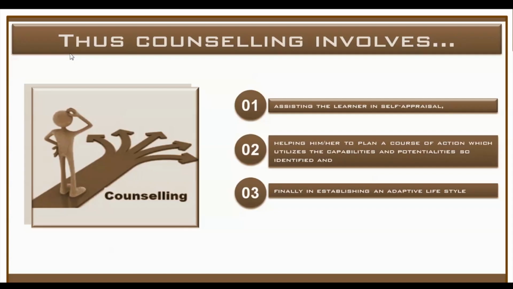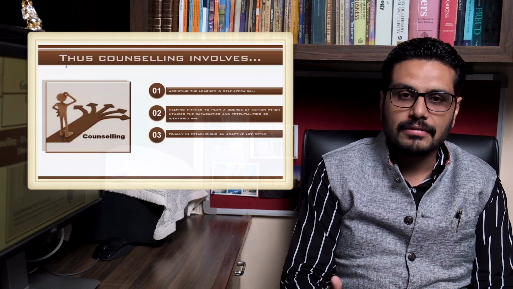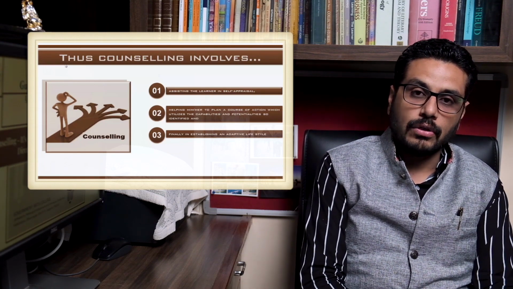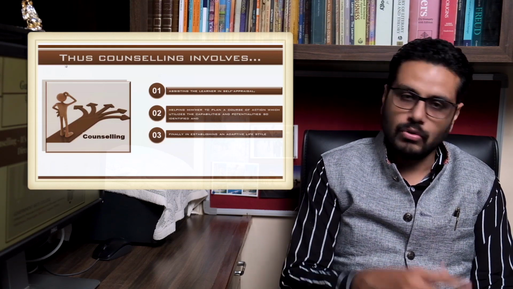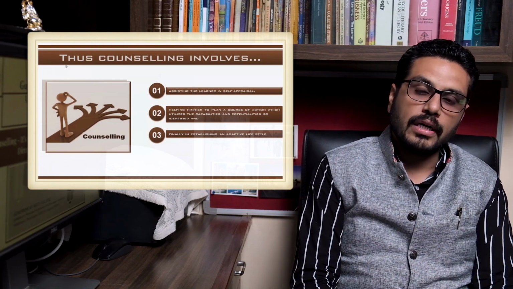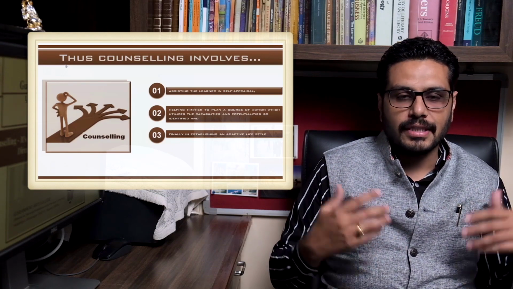Okay. Moving forward, what does counseling, therefore, in the directive approach involve? Look at the first point: assisting the learner in self appraisal. That is the first thing you do. Second thing is helping him or her to plan a course of action which utilizes the capabilities and potentialities so identified. You should know what you're good at. How would you know? If you are not good enough knowing it your own self, go to a counselor. Who is a counselor? You are a counselor. You don't know what your strength is.